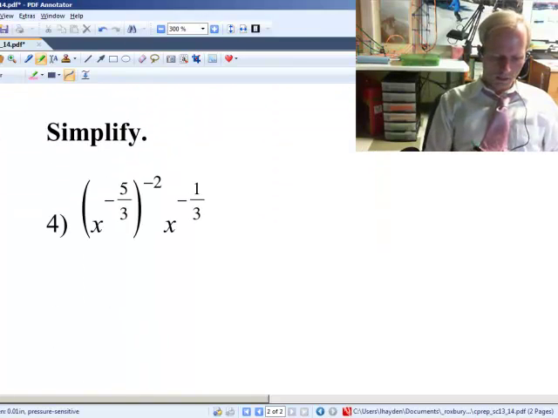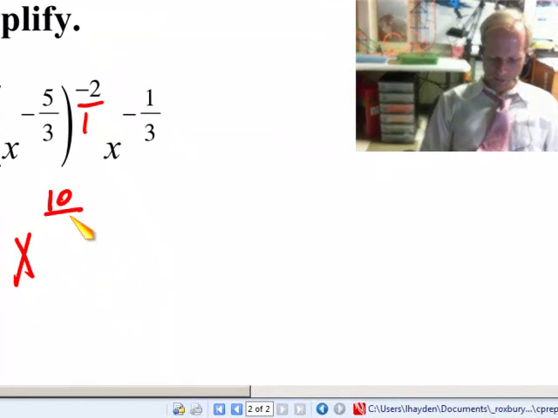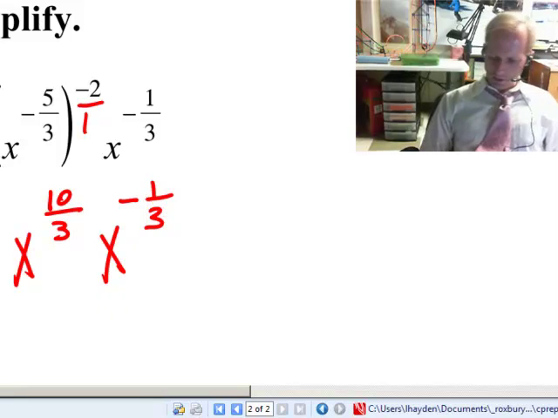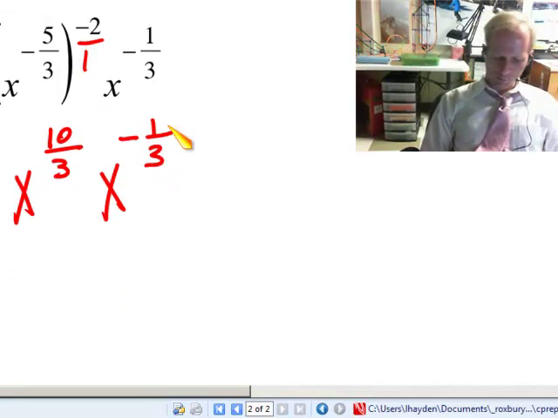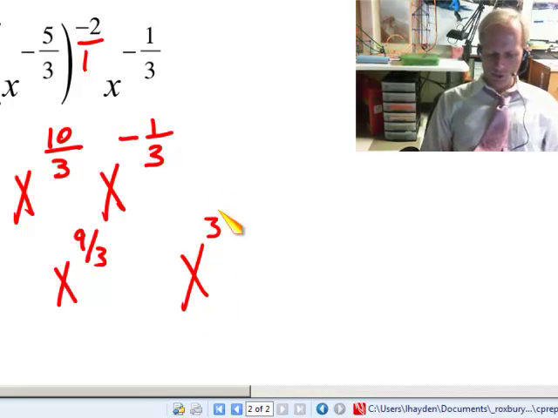Okay, next one. First thing I'm going to do is multiply the negative 2 times negative 5/3 with the power of a power. That's going to give me x to the 10/3, and then that's times x to the negative 1/3. Now I'm going to keep the base and add the exponents. That's going to give me x to the 9/3, or x cubed.